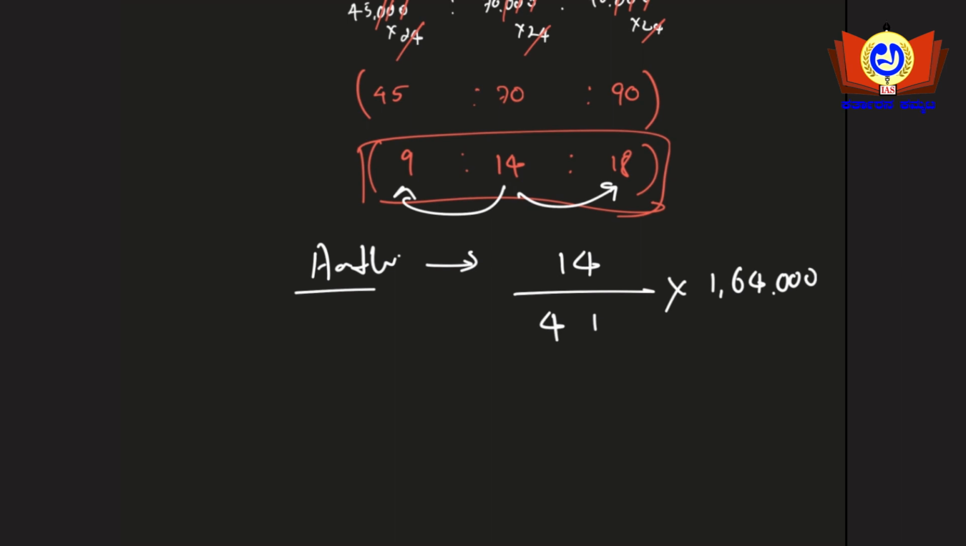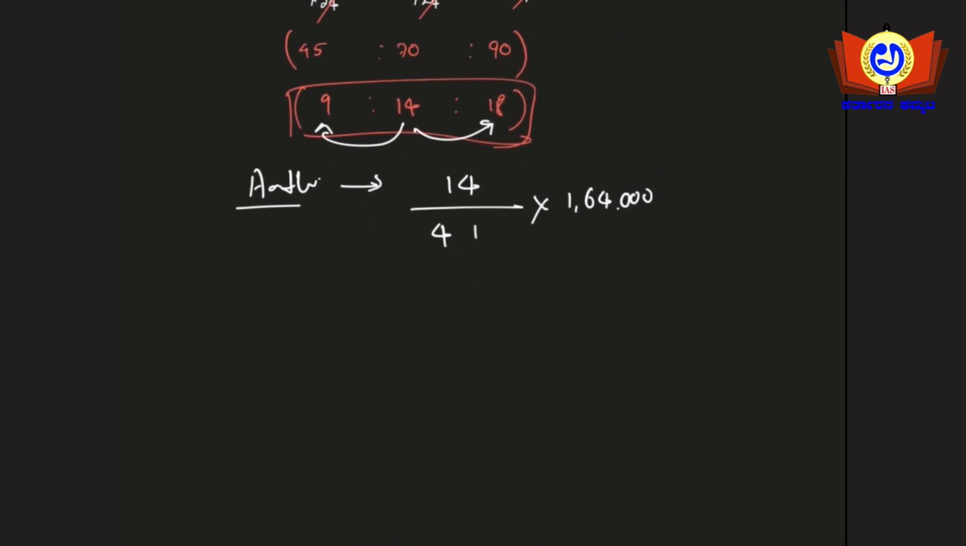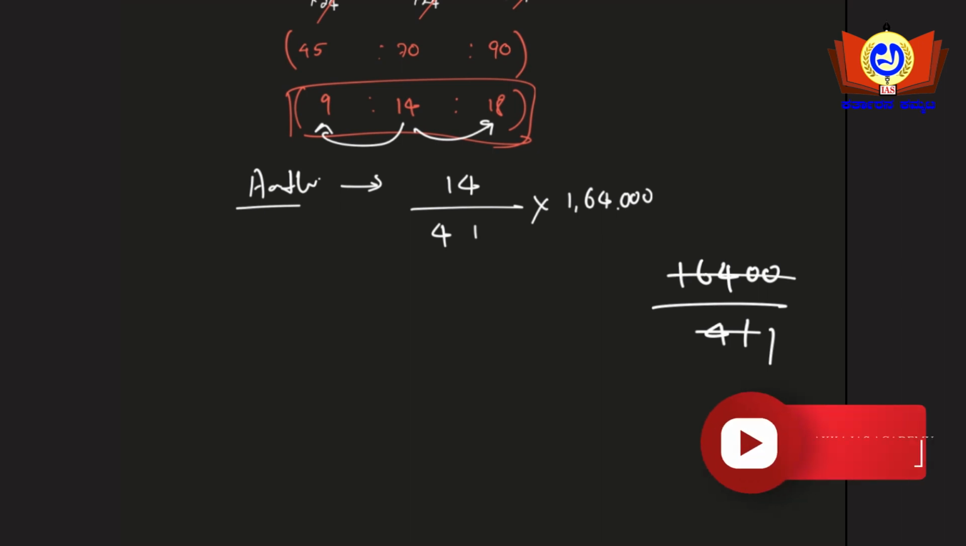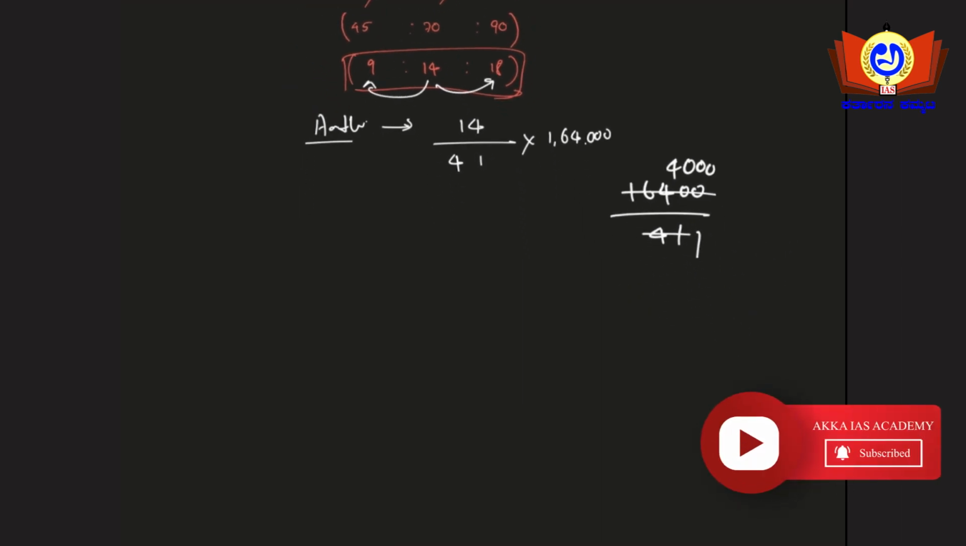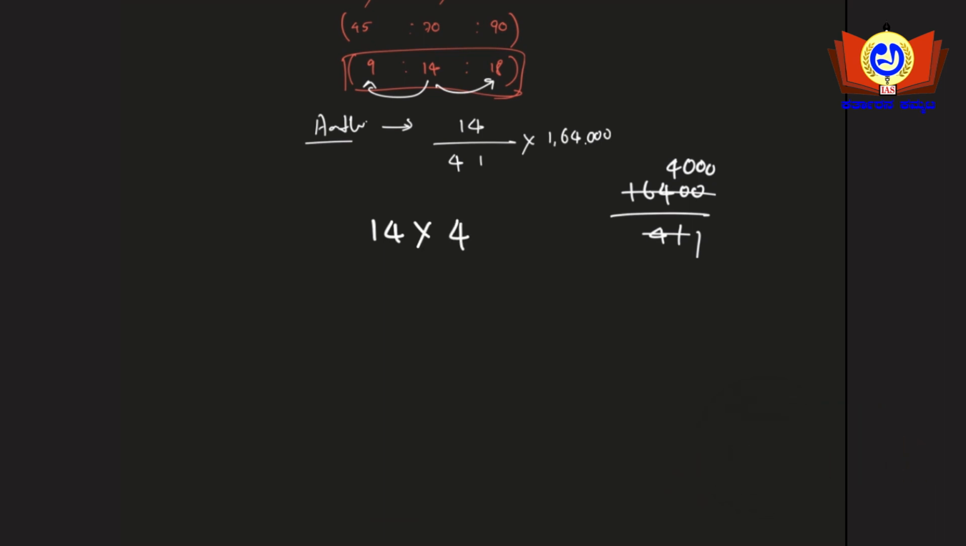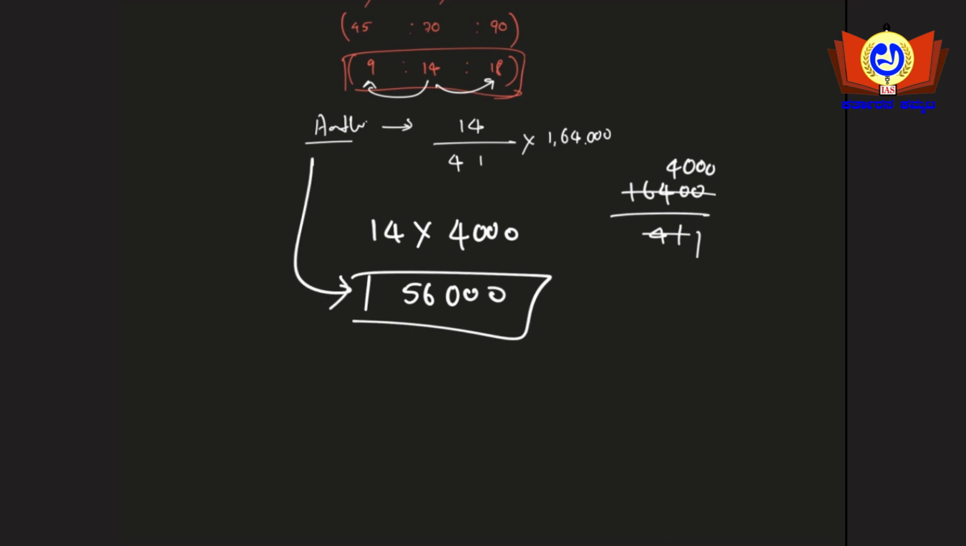1,64,000 divided by 41. That will be 4 times, okay, so 4,000. See here, 14 into 4,000, that will be 56,000. Okay, so this is the share of Adi here. See, right? So option A is the right answer, guys.